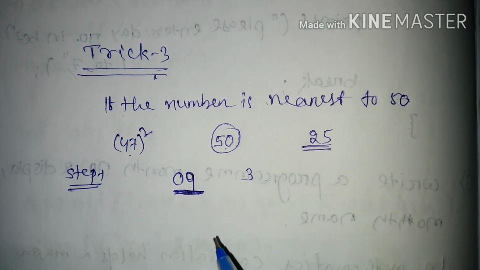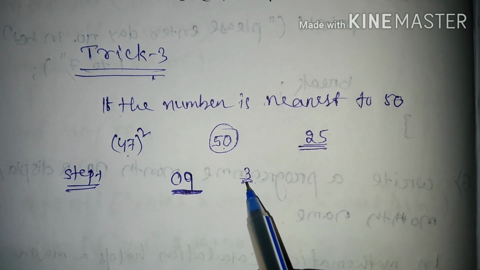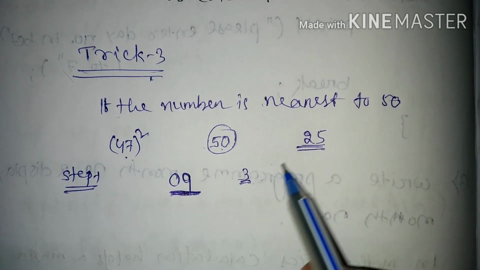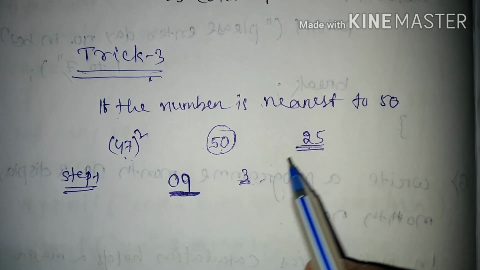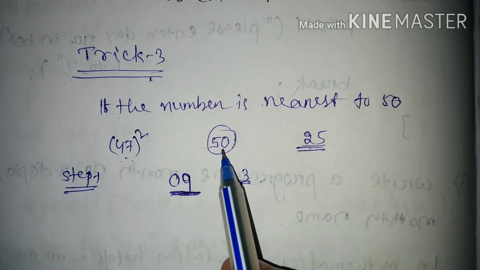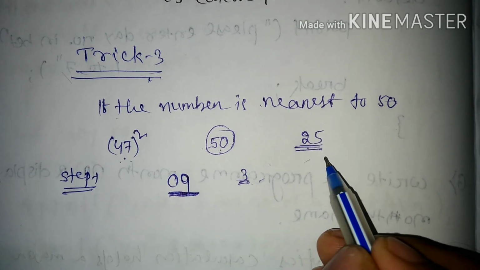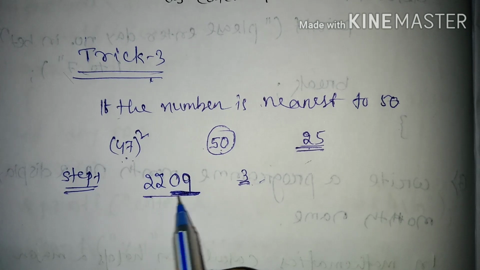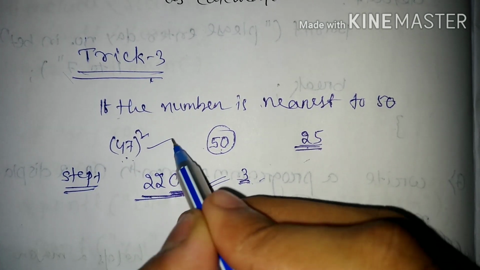Then what is the next? This is the first step, and in the second step, if the number is lesser than 50, then we have to subtract the difference from 25. If the number is greater than 50, then we have to add the difference to 25. Here 47 is lesser than 50, so we have to subtract 3 from 25. What is the resultant? 22. You have to write this 22. So the resultant is 2209, which is the square of 47.